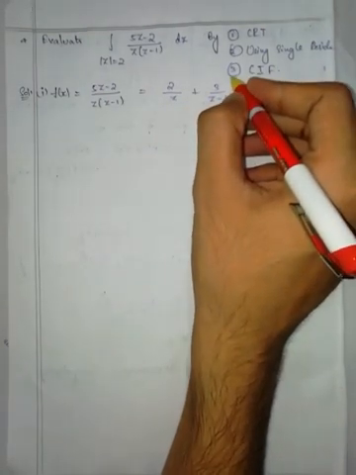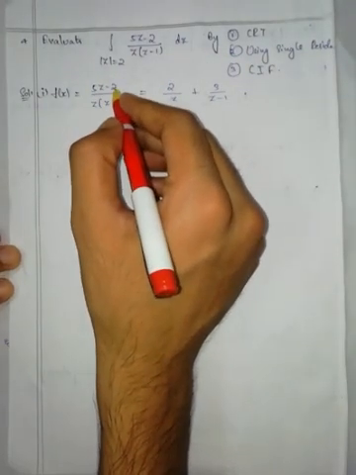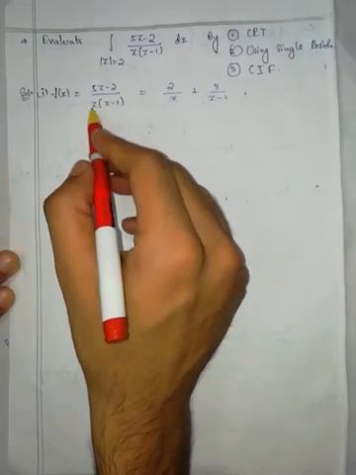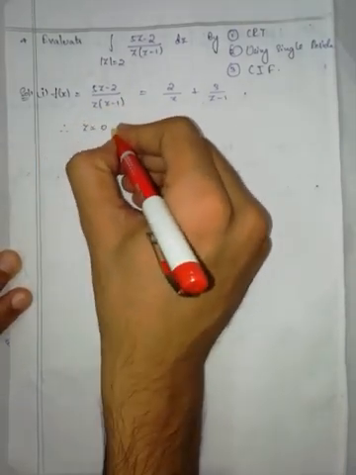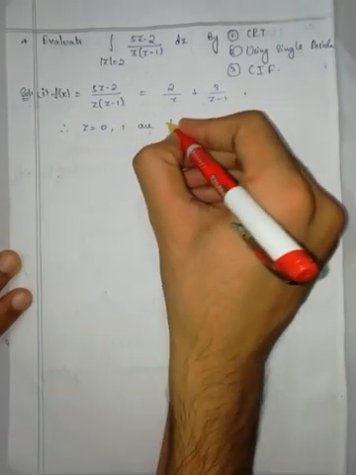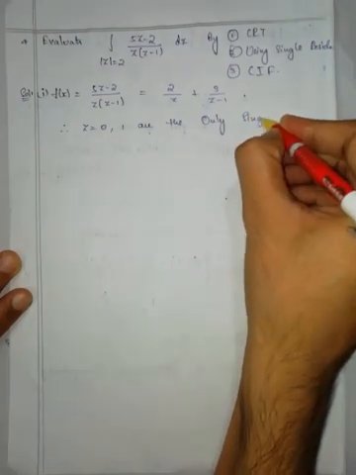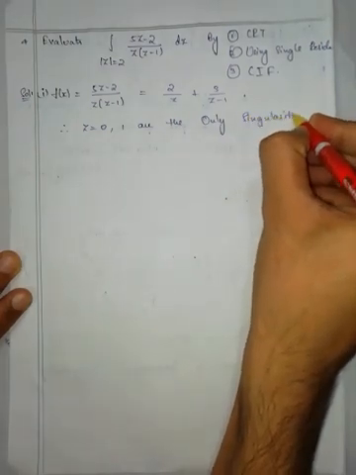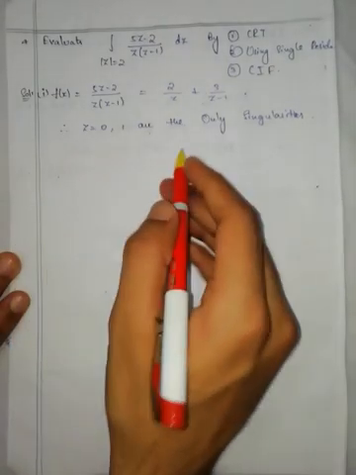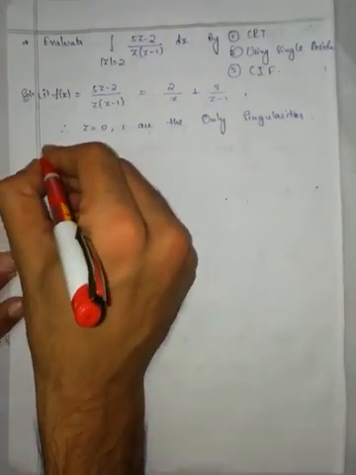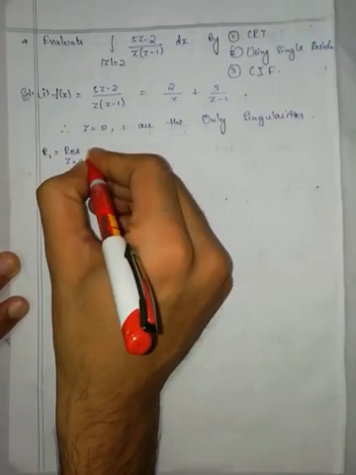Now what are the singularities of f(z)? The singularities of f(z) are the roots of the denominator, that is z = 0 and 1. Therefore z = 0, 1 are the only singularities. Now let us find R1, that is the residue at z = 0 of f(z).